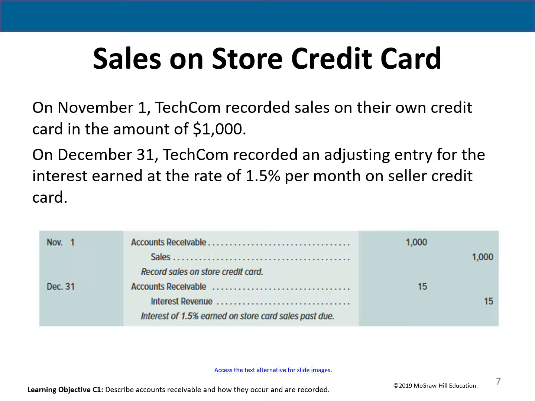Here, Techcom is giving out their own credit card and saying, pay us in 30 days. So Techcom won't receive the cash from the customer until the customer pays on their credit card. So that's why we're debiting accounts receivable and crediting sales. Techcom at the end of the month will record interest earned on this credit card because most credit cards have interest. How much?